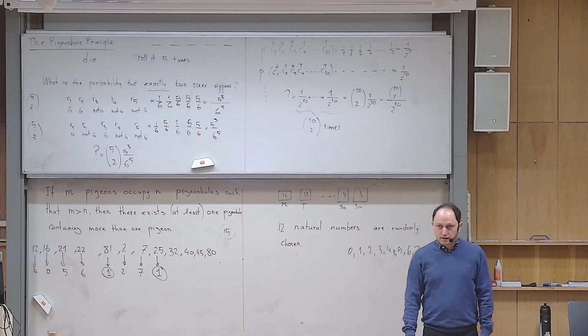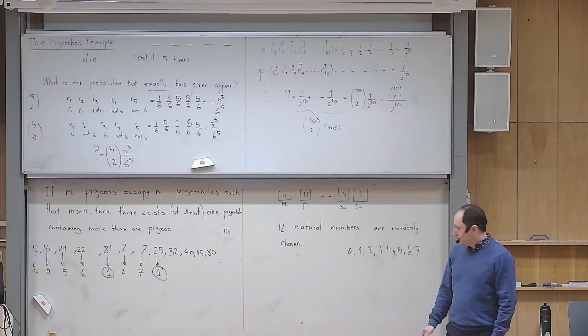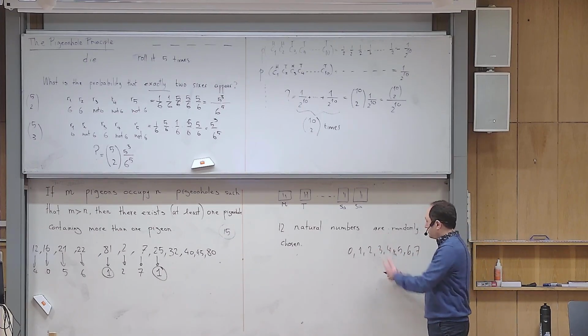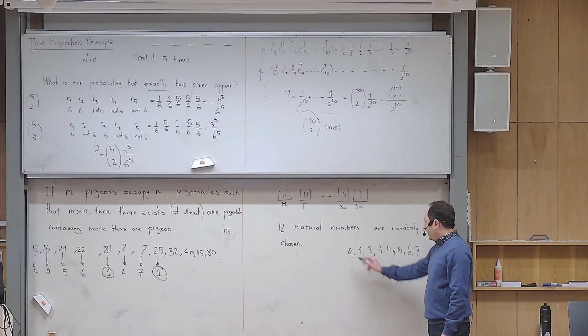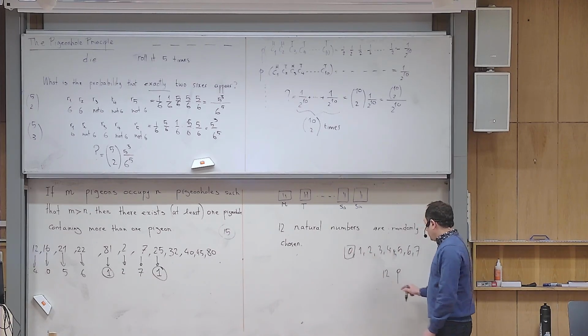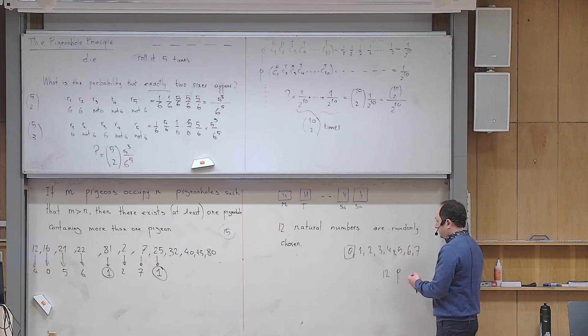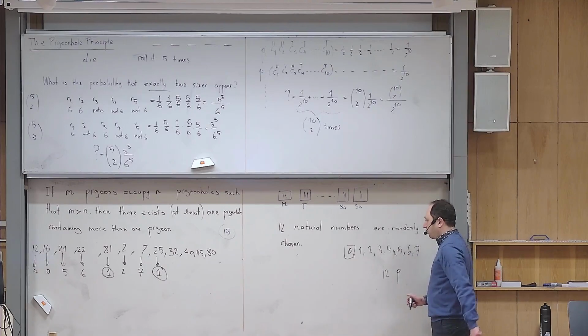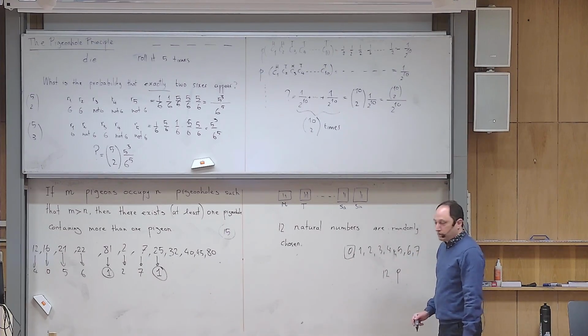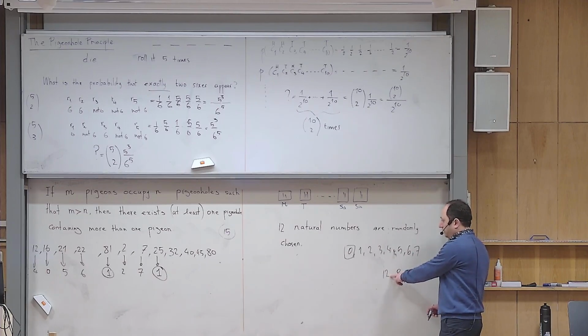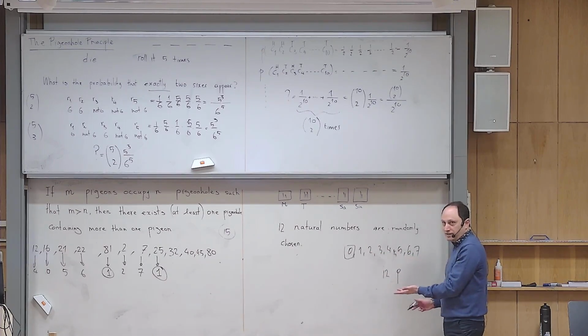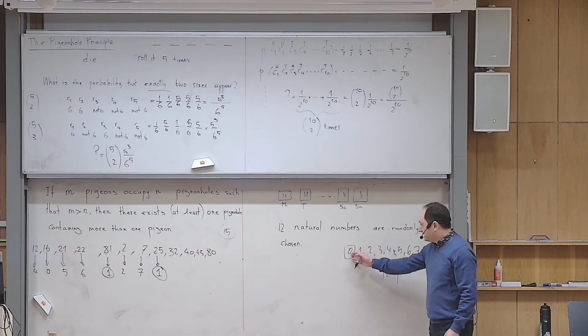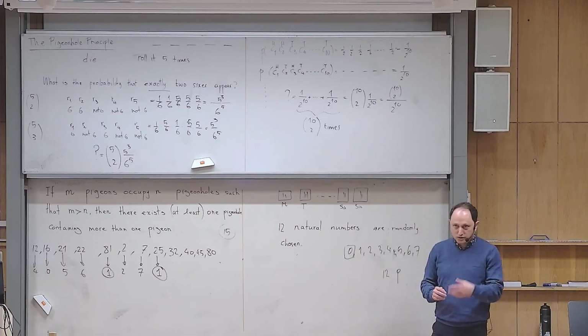Yeah, the 12 natural numbers are the pigeons. So I can imagine that I have 12 pigeons, and I take the first number. If the remainder by 8 is 0, I send it to this pigeonhole. And if the remainder is 1, I send it to this pigeonhole. But because the number of pigeons is 12 and the number of pigeonholes is only 8, it is guaranteed that at least one of these pigeonholes should contain more than one.